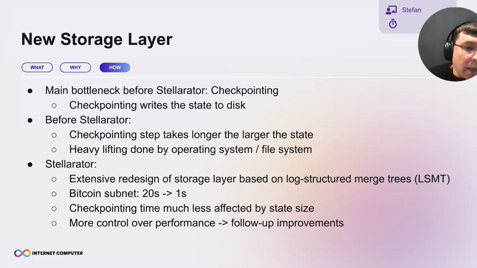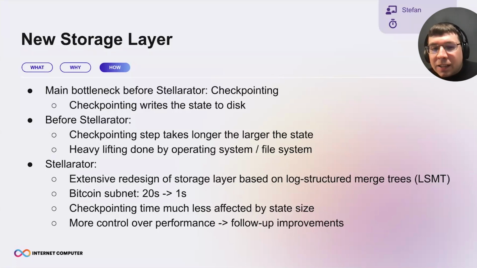So instead, with Stellarator, we introduced an extensive redesign of how storage works around a data structure called Log Structured Merge Trees, or LSMT. And the rollout of that improved checkpointing considerably. For example, on the Bitcoin subnet, it went from 20 seconds to 1 second. And the main technical improvement that it provides is that checkpointing time is much less sensitive to state size.